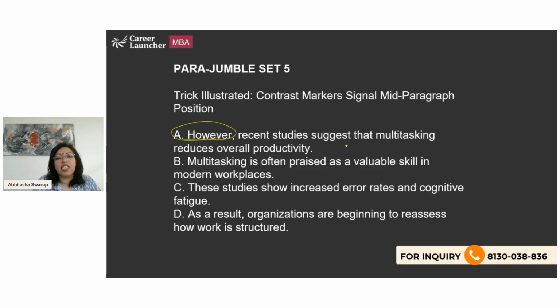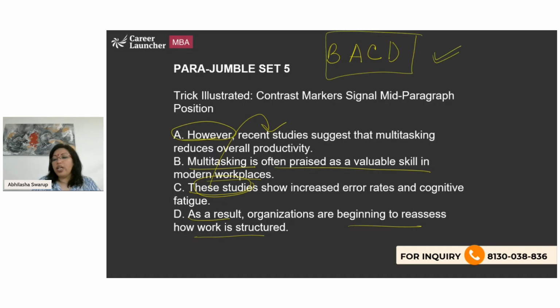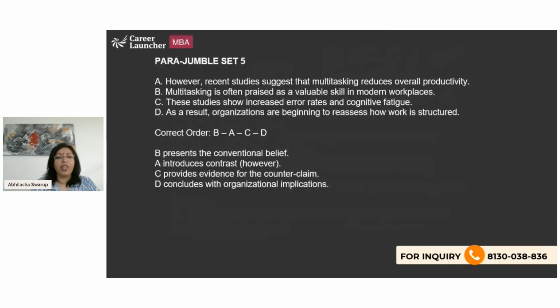However, recent studies suggest that multitasking reduces overall productivity. Multitasking is often praised as a valuable skill in modern workplaces. I know this is my introductory sentence. These studies show increased error rate and cognitive load. So these studies are the ones that are mentioned in A, so A and then C. As a result, organizations are beginning to reassess how work is structured. So B, A, C, D becomes your sequence and your correct answer.